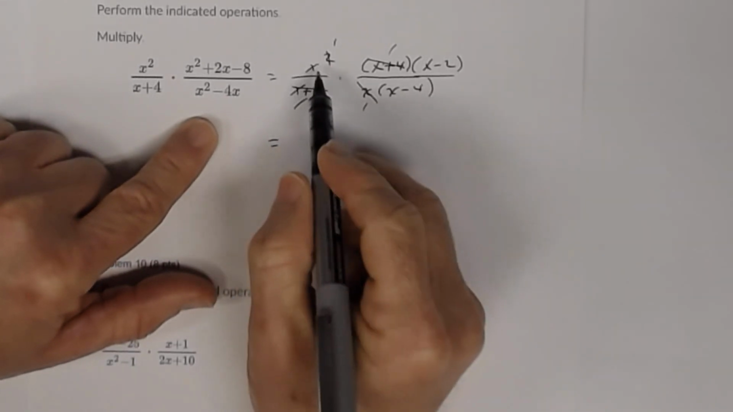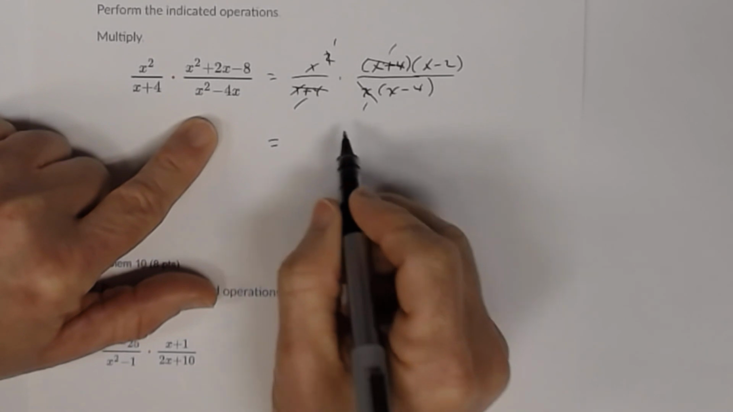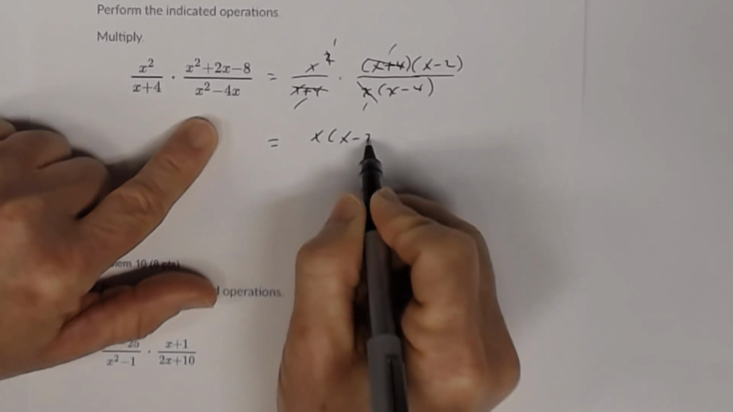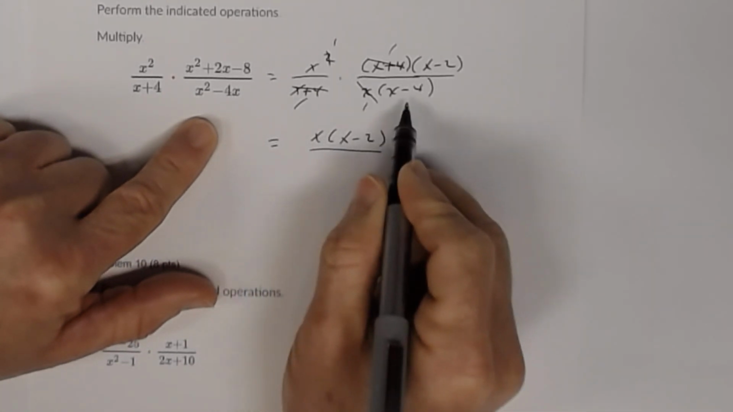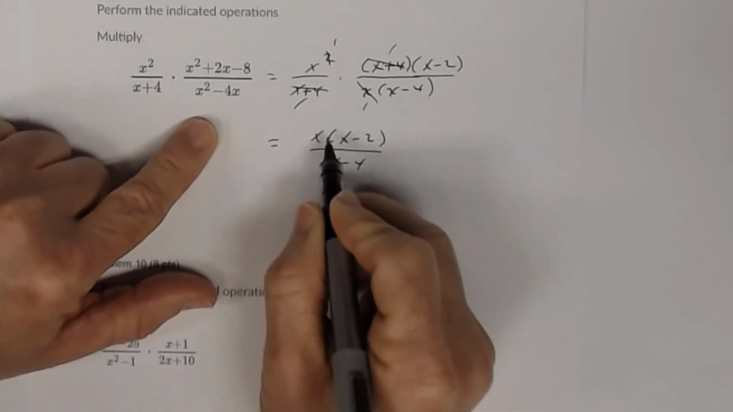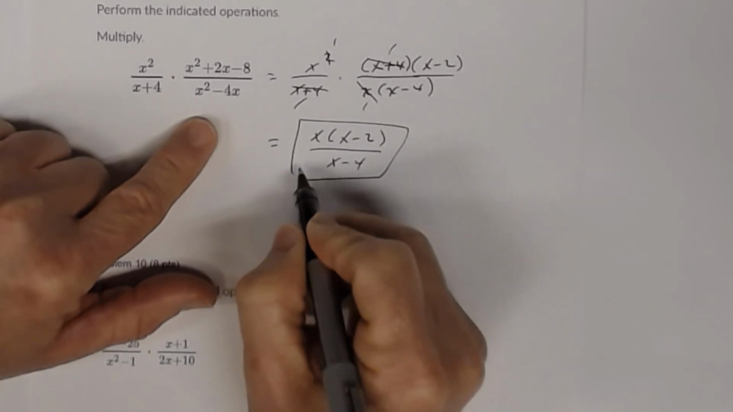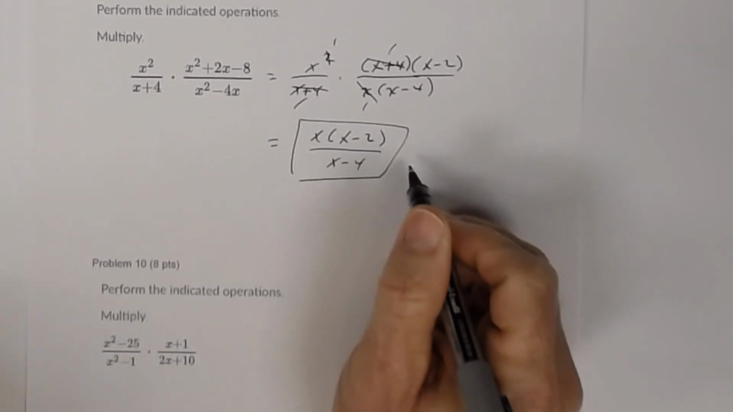So therefore, your answer is going to be x times 1 times x minus 2, which is x times x minus 2, divided by 1 times x minus 4. And leave your answer in factored form. Don't multiply it out. If you multiply it out and you get a mathematical error, you're going to lose points.